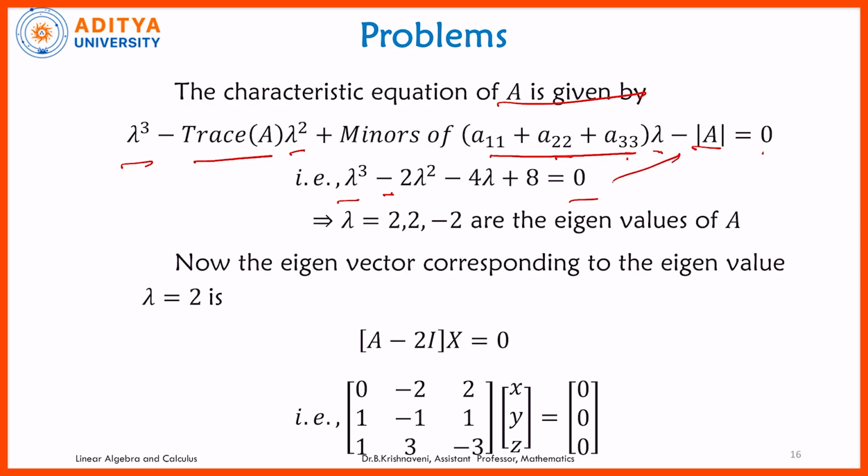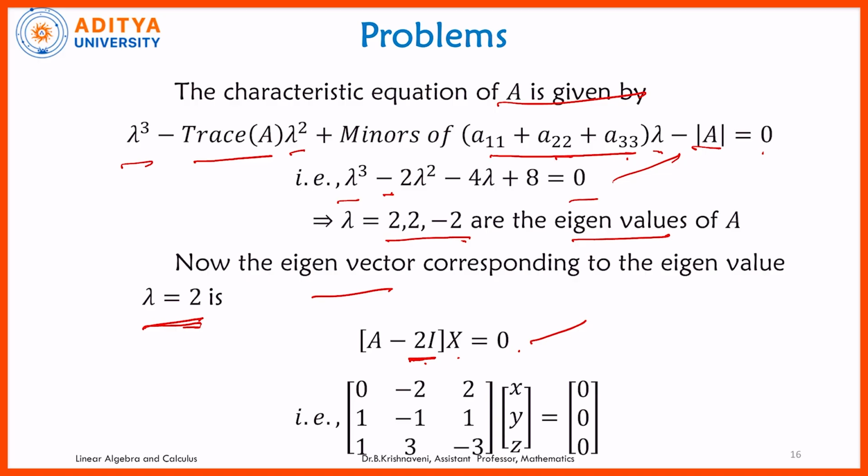Now, on solving this equation, we got lambda values 2, 2, and minus 2, which we call the eigenvalues of A. Now we need to find the eigenvectors for each eigenvalue. Let us consider the first eigenvalue, lambda equal to 2. From (A minus lambda I) x equals 0, substituting 2, we get the equation (A minus 2I) x equals 0.